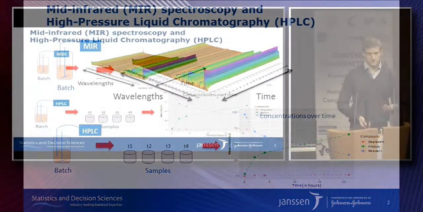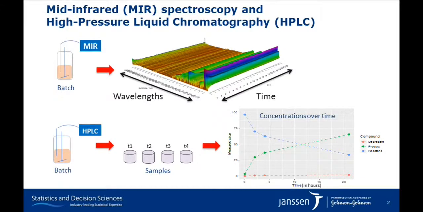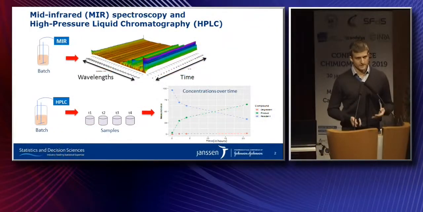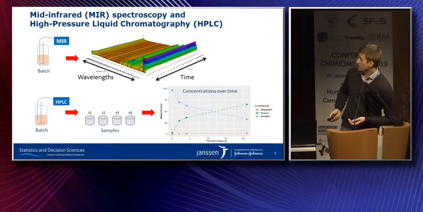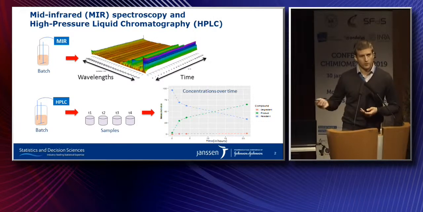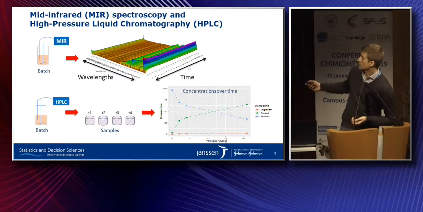So in the pharmaceutical industry, we often use methods such as mid-infrared spectroscopy and high-pressure liquid chromatography to monitor chemical reactions. For example, with mid-infrared spectroscopy, we get spectra which are recorded continuously over the time of the reaction. And HPLC samples are taken over time of the reactions. Those samples are then separated by chromatography and quantified. The molecules are quantified by UV. And then, for example, on this plot, we can see that at 4 time points over 21 hours, the product was increasing and the reactant was decreasing.